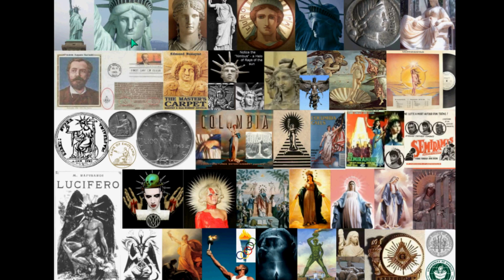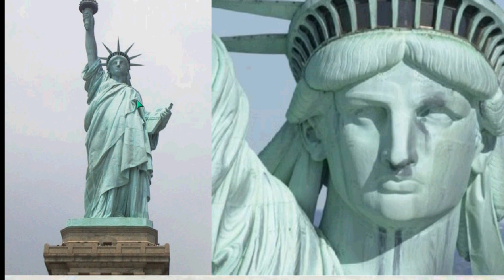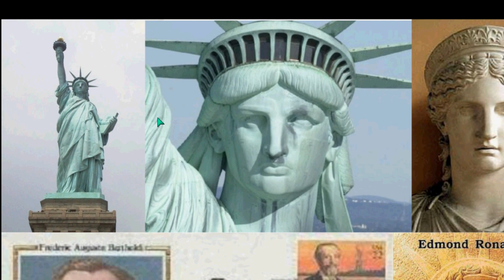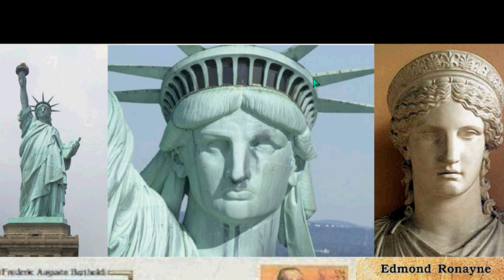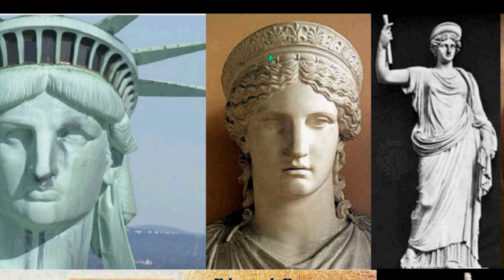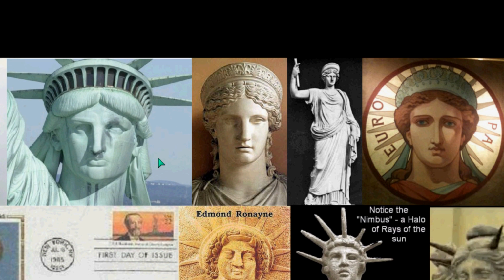Now looking at the Statue of Liberty and understanding what this statue is all about, it really is a sun goddess representing Semiramis. And you can see up above her is the rays, the sun rays. And you can see the similarity between Hera and the facial characteristics of Hera and the Statue of Liberty.